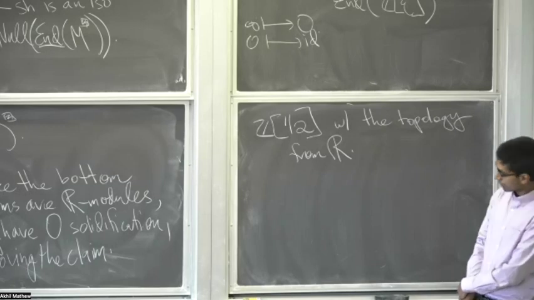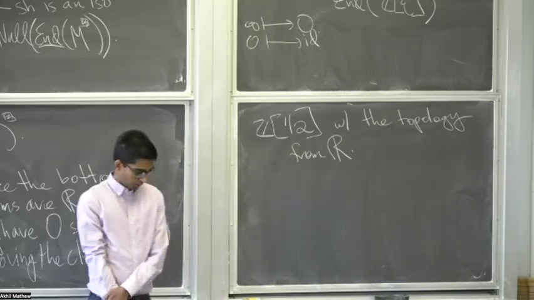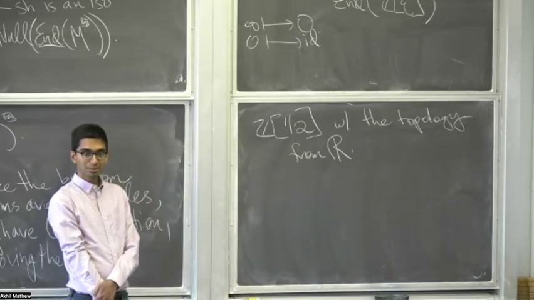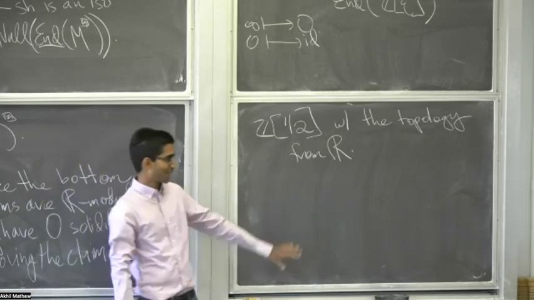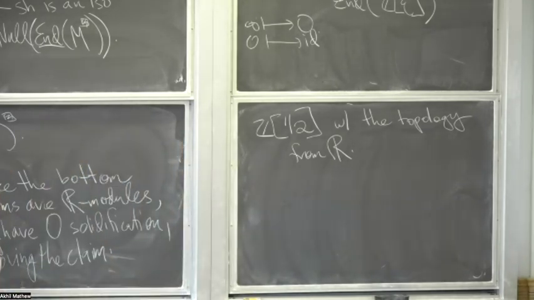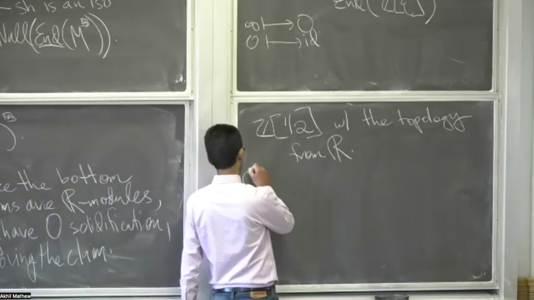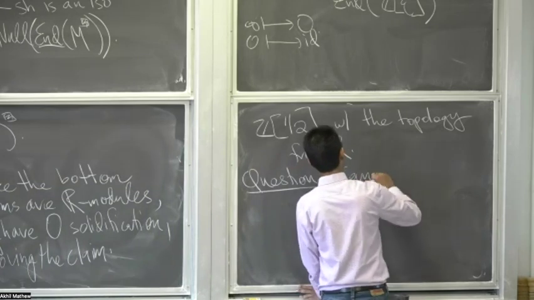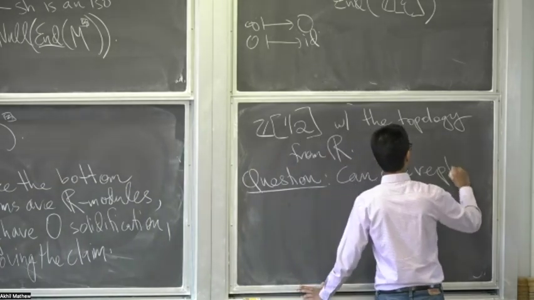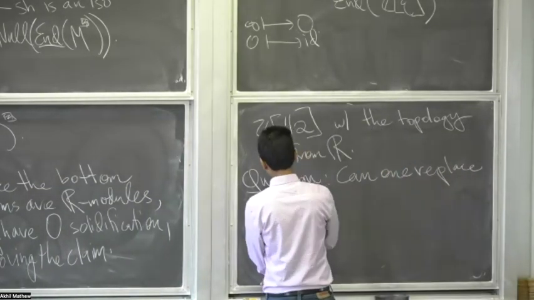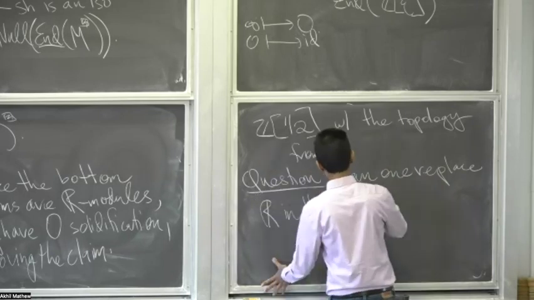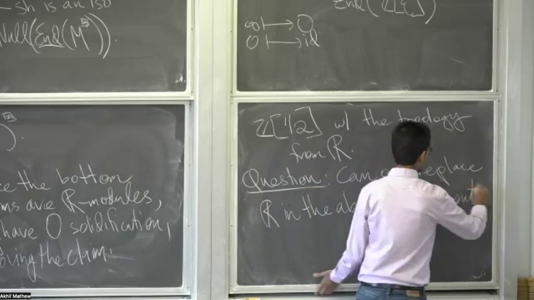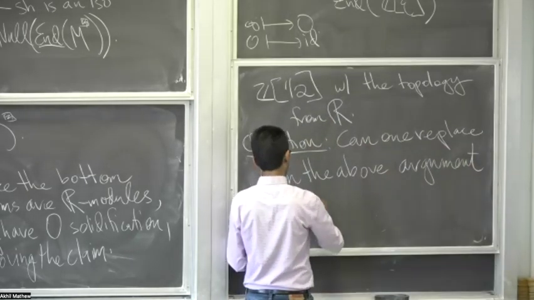Right, so you're saying that you can leave this as an axis. Okay, thank you for this question. So let me just write this on the board. So, question: replace the argument with Z adjoin 1/2.